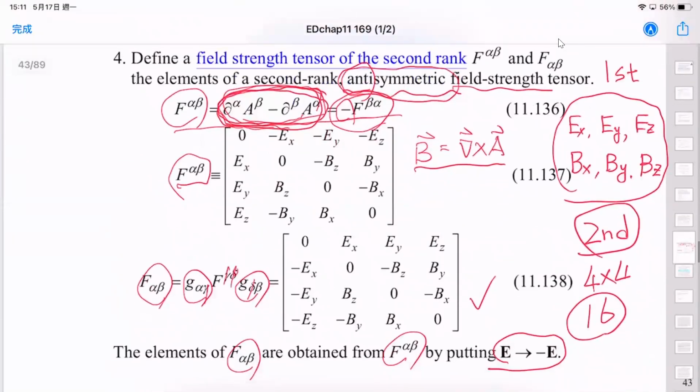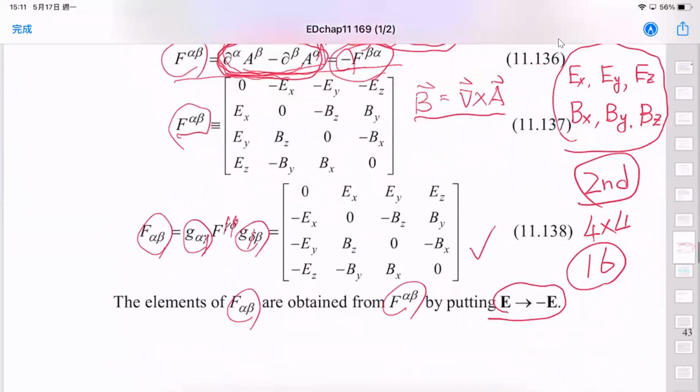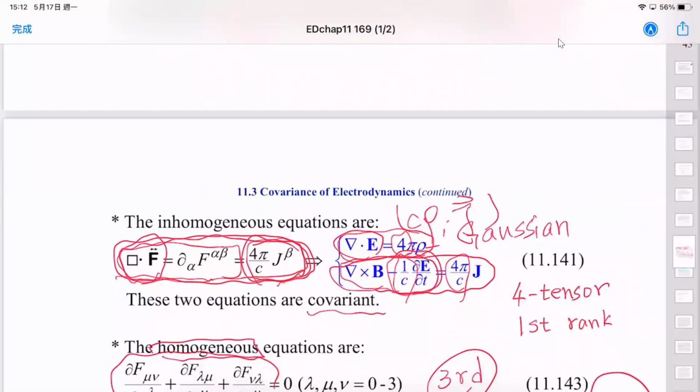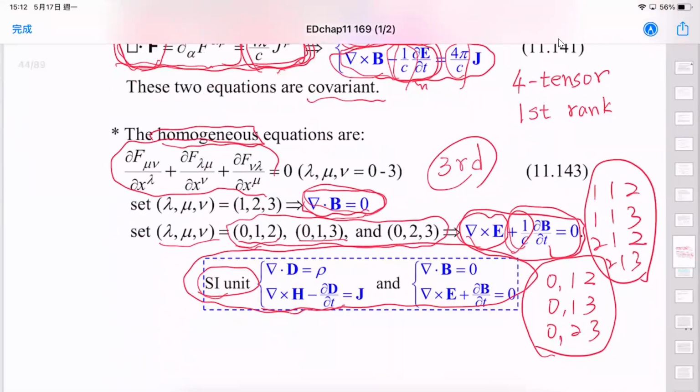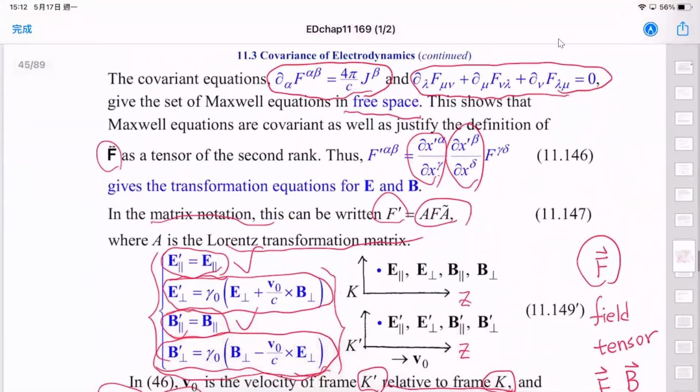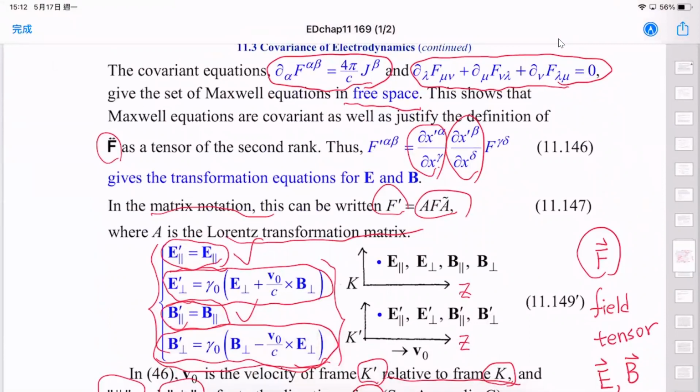And we define field tensor, field strength tensor of the second rank. E field and B field now can be expressed as a four tensor of the second rank. F alpha beta or F alpha beta differ slightly. And the Maxwell equation now can be expressed in this form: divergence E, Gauss law, curl of B, Ampere's law with Maxwell correction. And what else? Divergence B equals 0, Faraday's law. And here is the SI unit. So E field and B field are transformed through these relations.